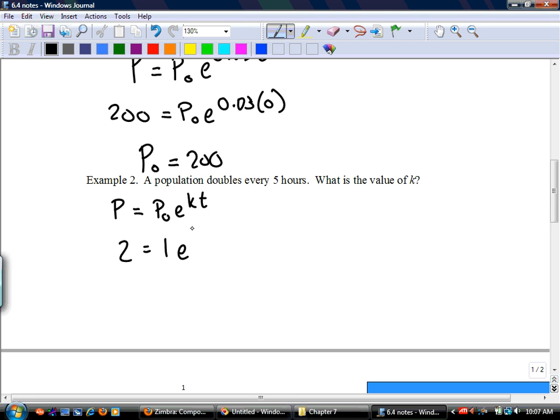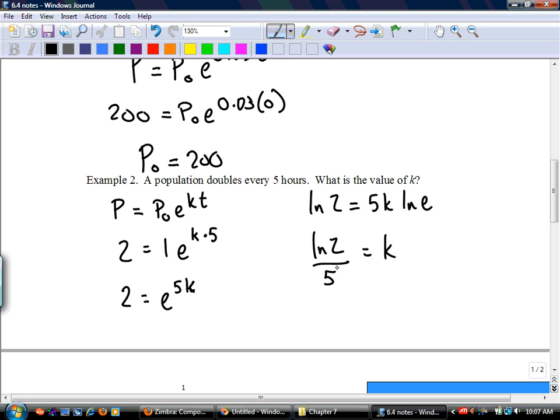E to the K, we don't know what K is. What's T? 5. 5 hours, yeah. So you get 2 equals E to the 5K. Now it's really Math 12. On it, yeah. ln2 equals 5K ln E. Whatever that is.